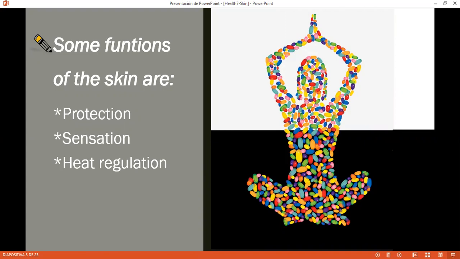Protection means that it covers and protects you, the inner part of your body and the inner organs, from external aggressions. Sensation is when you feel by touch all the surfaces that there are. And heat regulation implies that it keeps your body at a fine temperature, not too hot, not too cold.